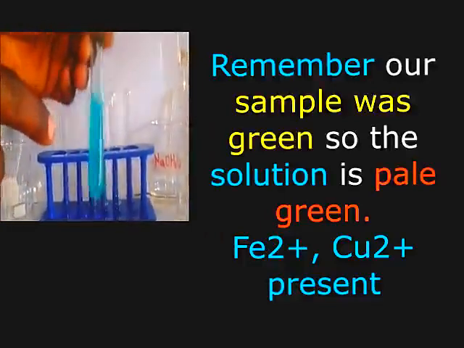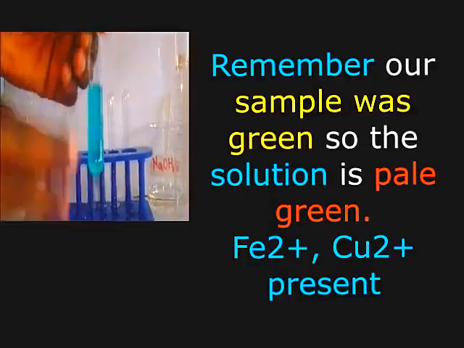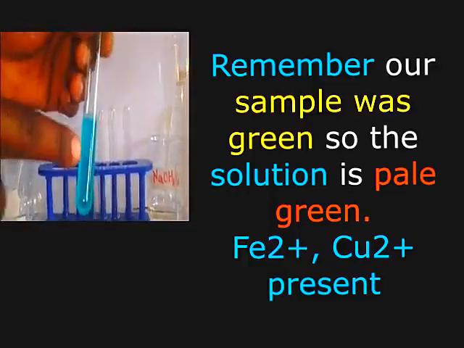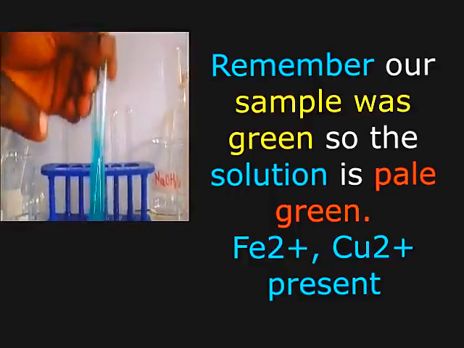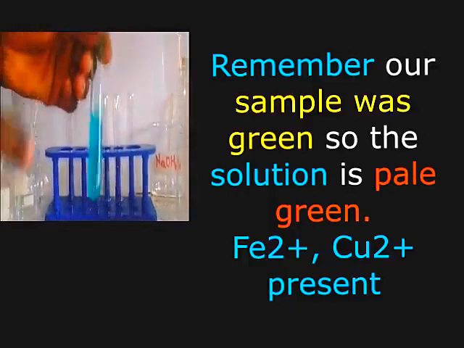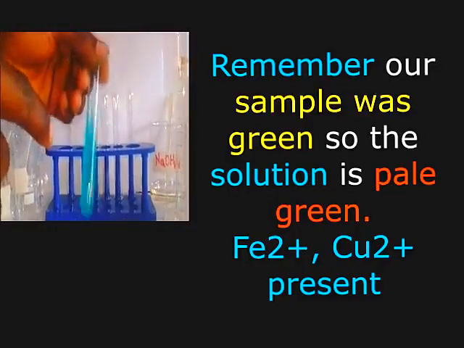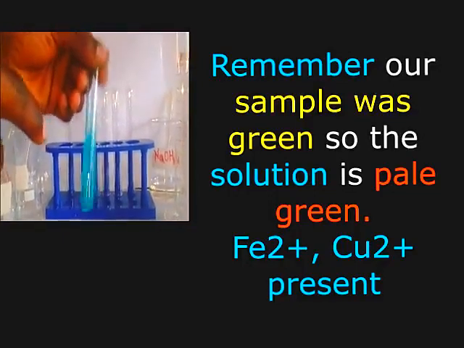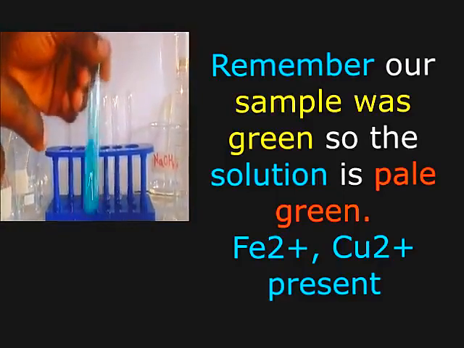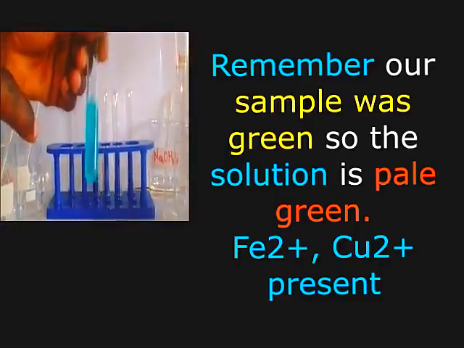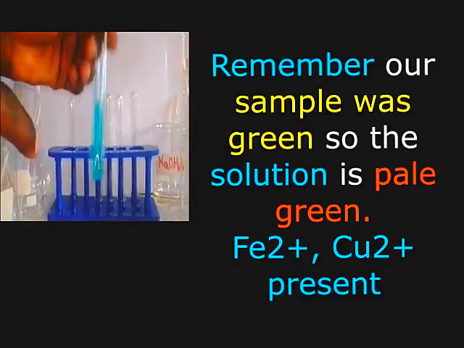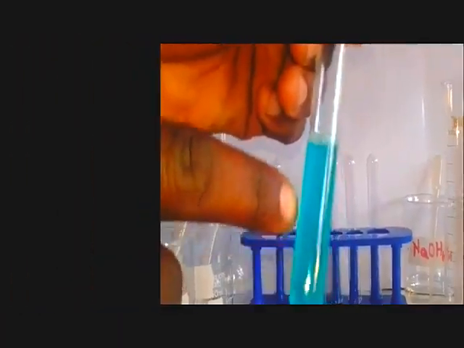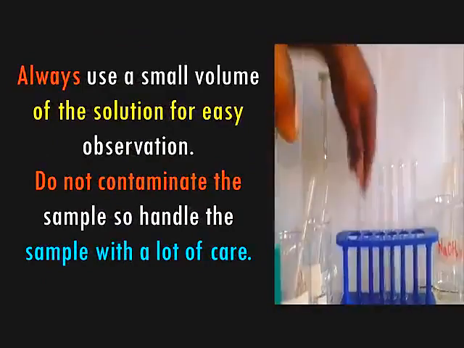Since it is forming a pale green solution, we can suspect that it's either copper 2 ions or iron 2 ions. Remember, I'm calling them copper 2 ions because copper has valence 2 and valence 1, and iron has valence 2 and valence 3. So there we qualify to call it copper 2 or iron 2 ions. You can see it as fully dissolved, and we are going to divide it into other parts.